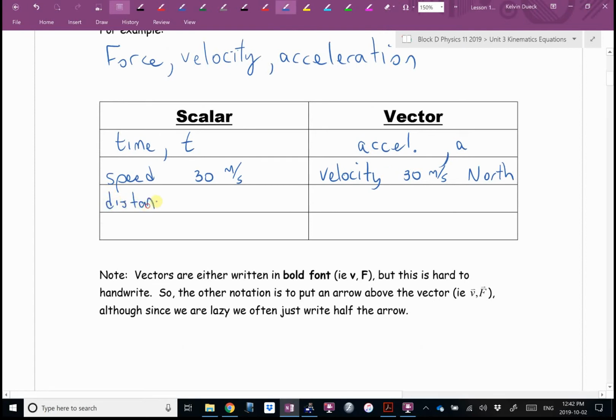Distance, 48 meters versus displacement, negative 48 meters. That would mean that you'd ended up 48 meters behind where you started from, or below where you started from, depending on the question.